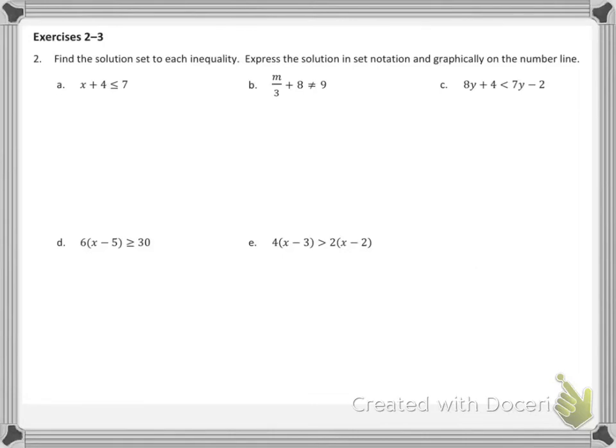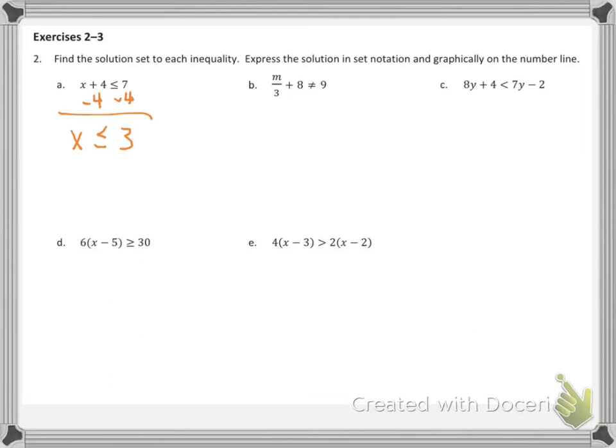Well, the solution set would be what x would have to be to make the statement true. And inequalities are very similar to equations, so I'm just going to solve for x, and that means isolate x. So I'm going to subtract 4 from both sides to balance the equation. I get x is less than or equal to 7 minus 4 is 3. And then I'm going to put that on a number line.